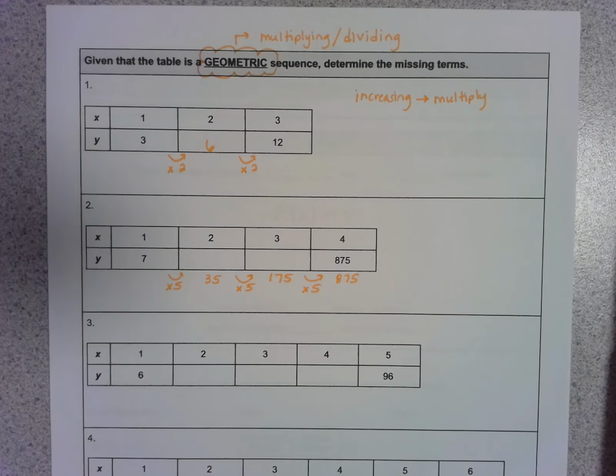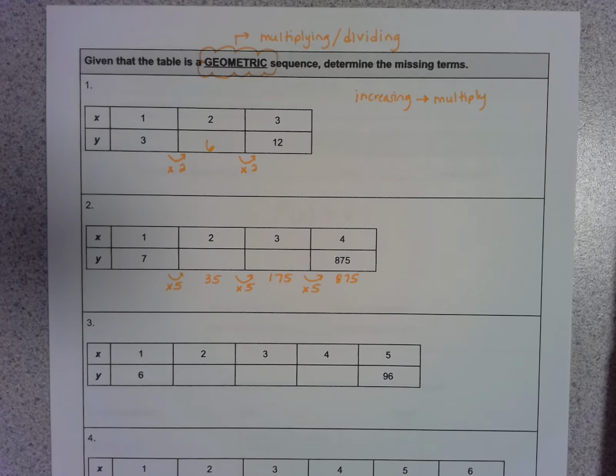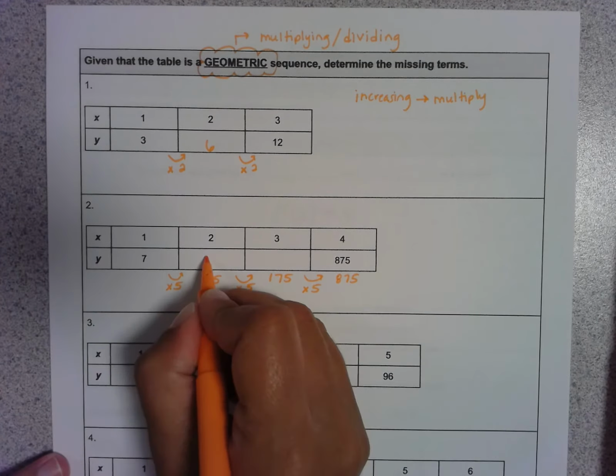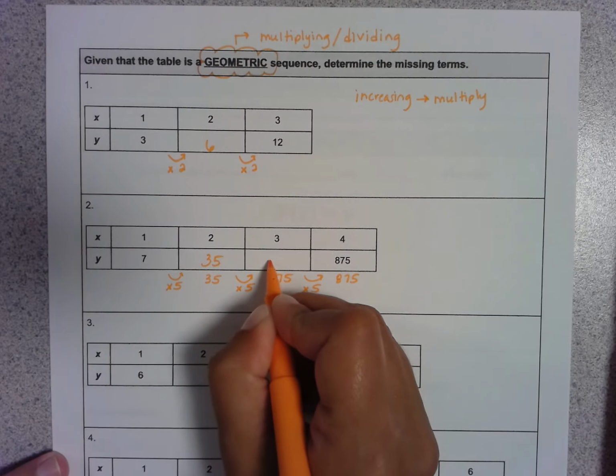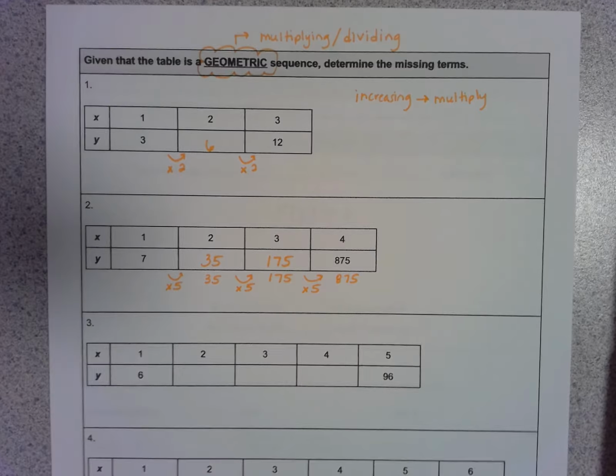I legitimately just guessed the number 5, and the only reason I did that is that the last number ended in 5, and I know that I can get to that by multiplying by 5. So that tells me the missing numbers are 35, 175, and then the 875 that was already there.